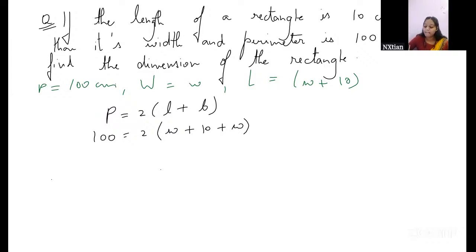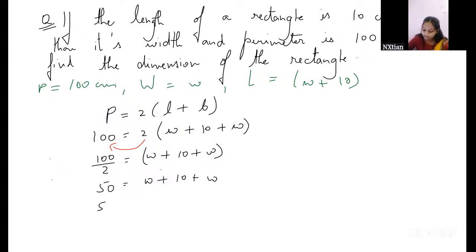Okay, let's try this now. 100 equals 2, then in the bracket W plus 10 plus W. This 2 we can take on this side, so it becomes 100 divided by 2, equals W plus 10 plus W. Then 50 equals, this 2 will be removed, W plus 10 plus W. Now, 50 equals, because W are there 2, becomes 2W plus 10.